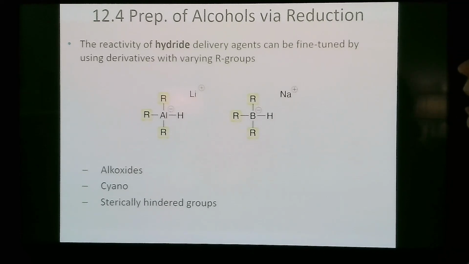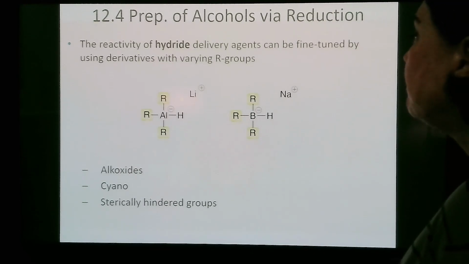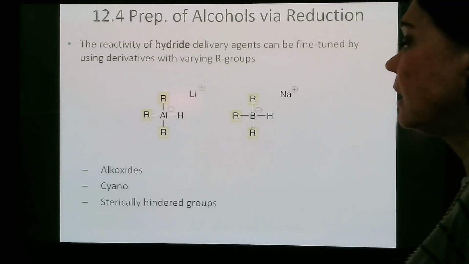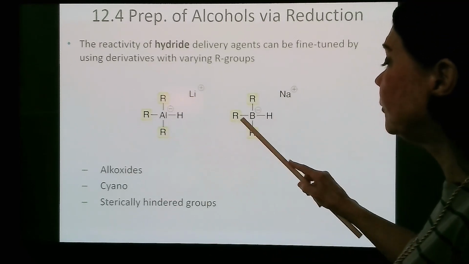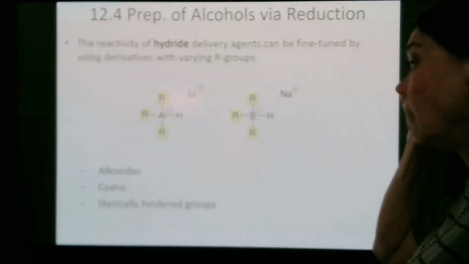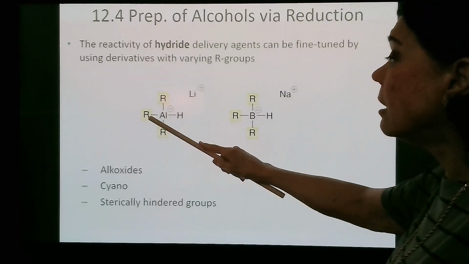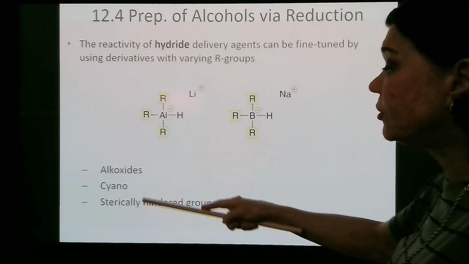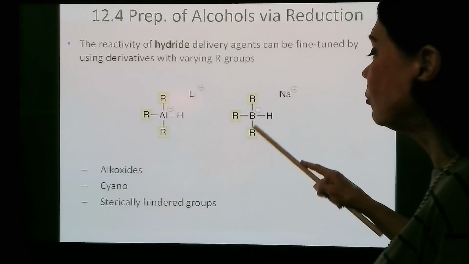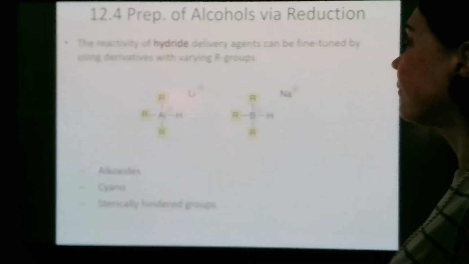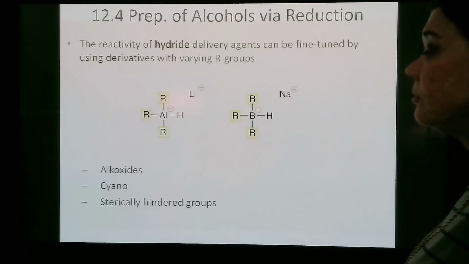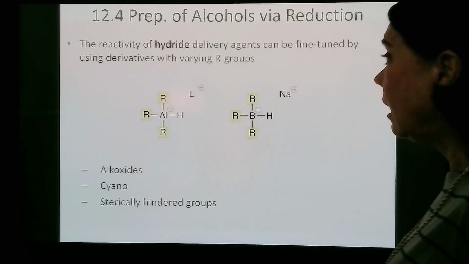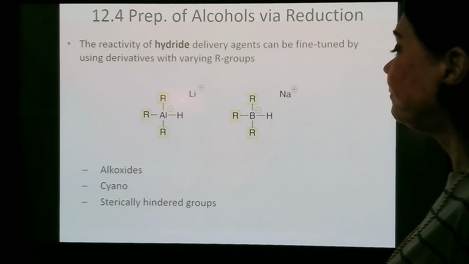The reactivity of the hydride delivery agents can be changed a little bit. It can be tweaked by changing the alkyl groups, and that's been studied a lot. So the R could be an alkoxide, it could be cyano, it could be sterically hindered groups. This has been studied greatly in the literature.